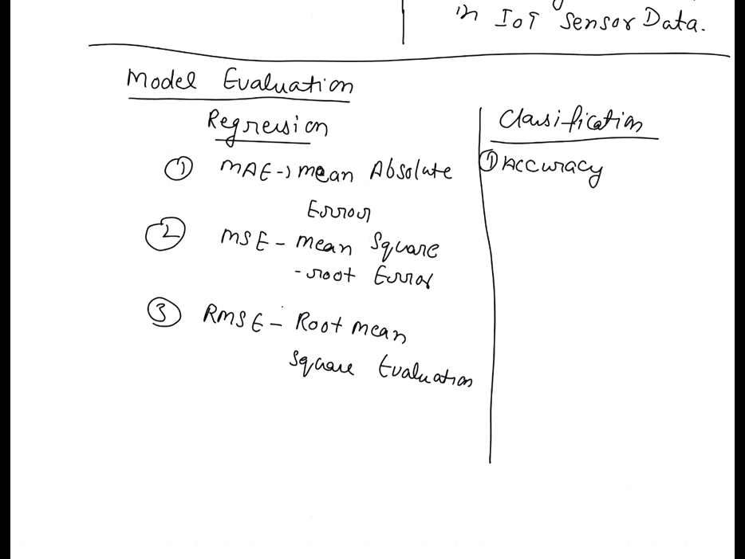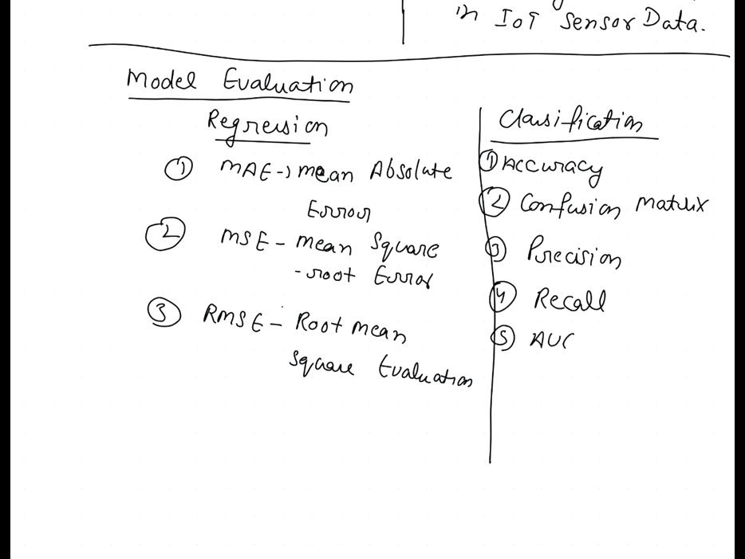The second one is your confusion matrix, very popular. I have explained this in an end-to-end project; you will find these. Precision, very popular. Recall, ROC-AUC. And the sixth is F1 score.